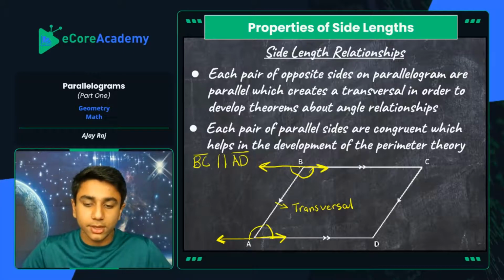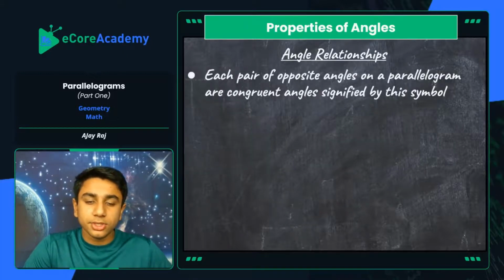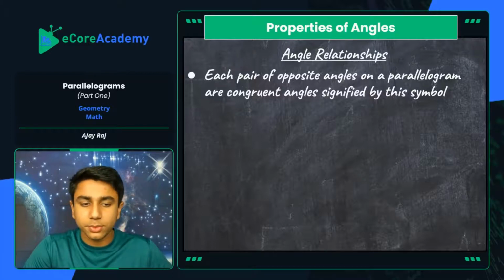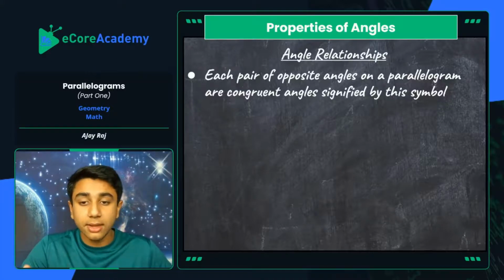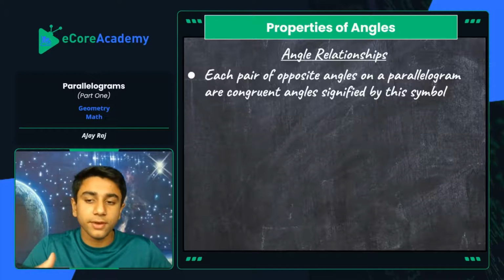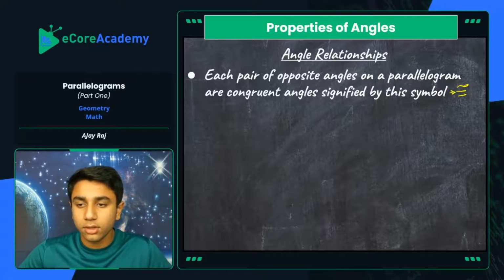So these relationships created. Now let's look at the properties of angles. So angle relationships. This is a bit more complex when it comes to the angles, but these side lengths influence these angle relationships, so we have some sort of measure and consistency to base our calculations off of. Each pair of opposite angles in a parallelogram are congruent, meaning they're the same in measurement, and they're signified by this symbol. It's the congruency symbol, an equal sign with a little wave on the top.